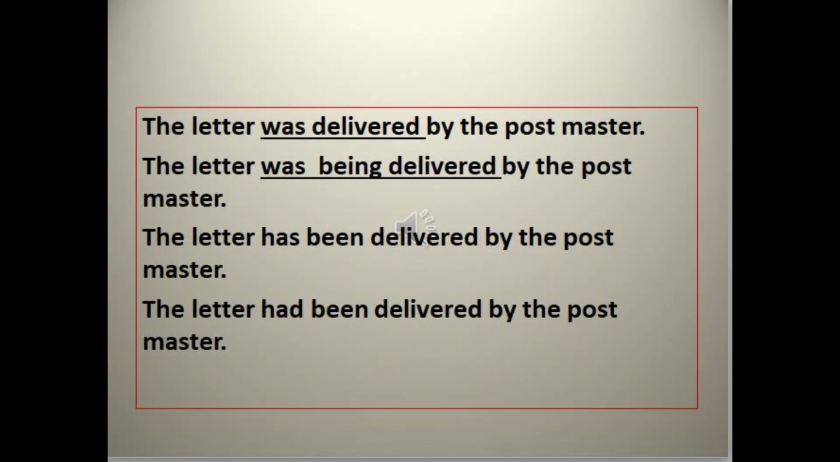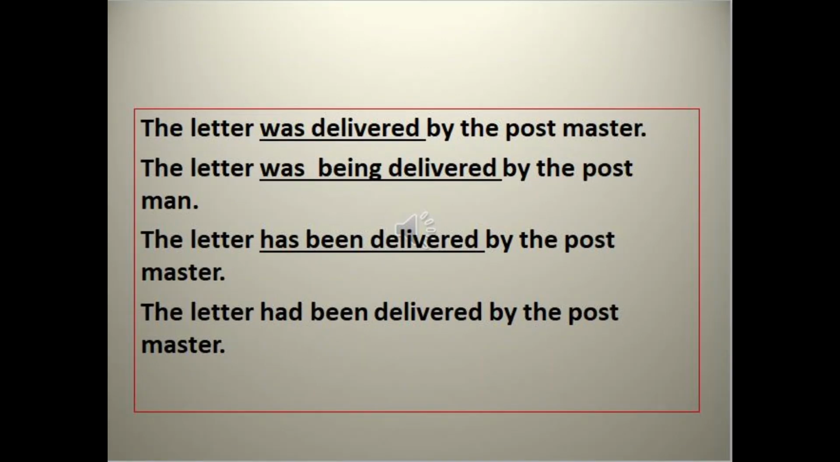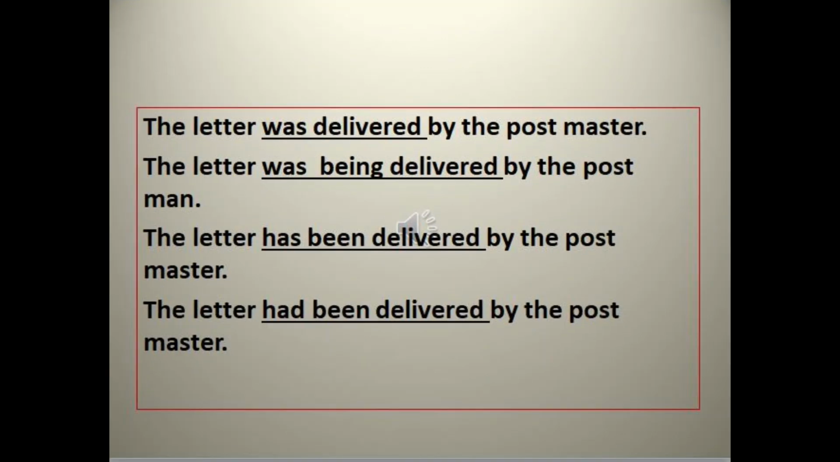The letter was being delivered by the postmaster. The letter has been delivered by the postmaster. The letter had been delivered by the postmaster. In each of the above example sentences, the meaning is changed by the choice of helping verb, but in all of them the relationship amongst object, subject, and verb remains the same.